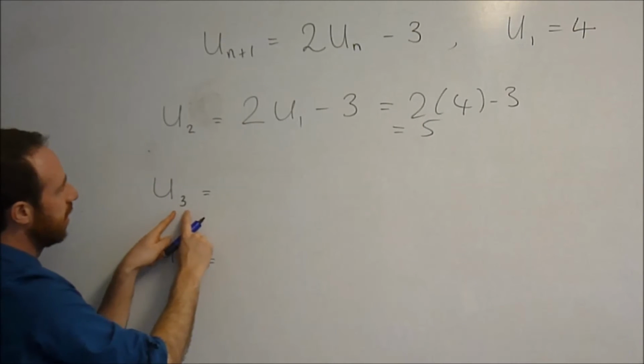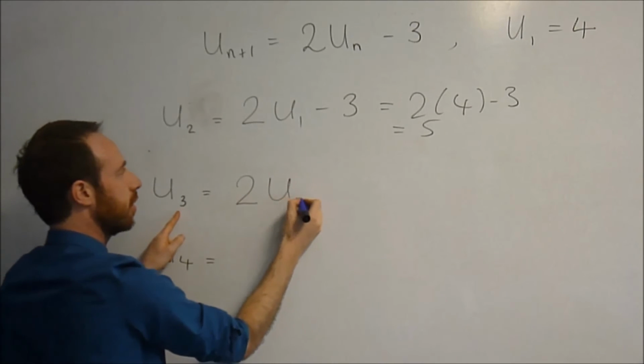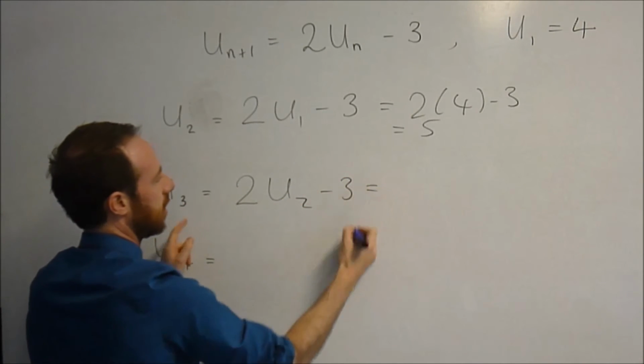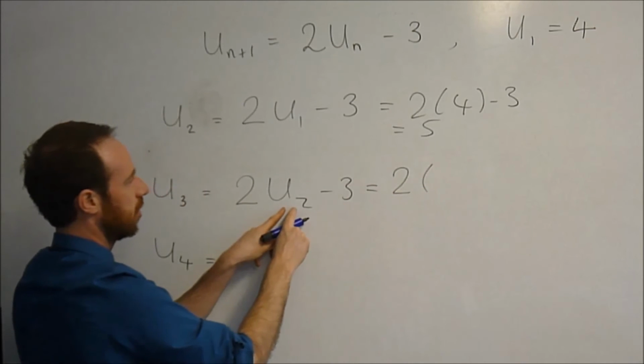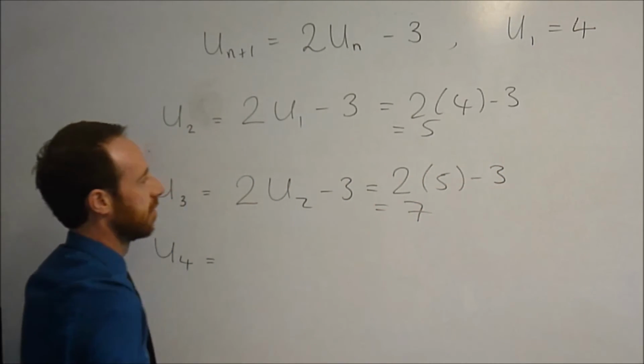So now let's find U3. Well, that's just 2 times the one before it. Well, the one before that is U2, take away 3. So we've got 2 times U2, which is 5, take away 3. That is 7.